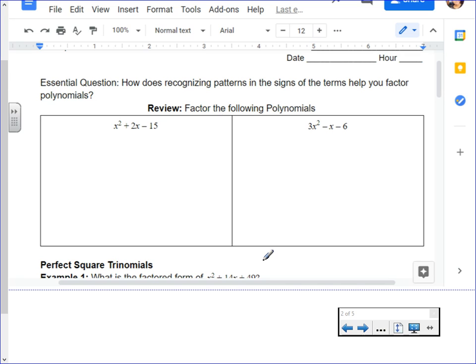so the first thing on here, the essential question says, how does recognizing patterns in the signs help you factor polynomials? So this one, A is equal to 1.